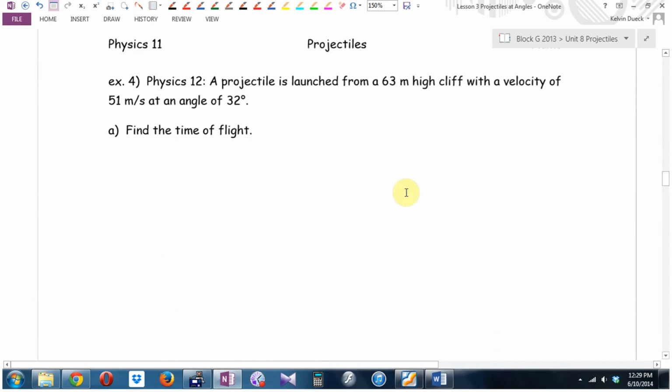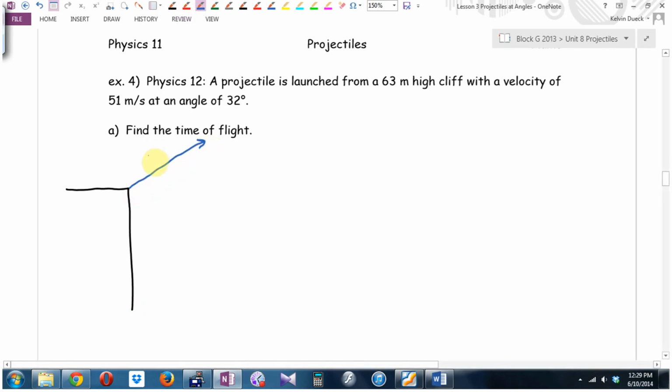I want to try and give you lots of time to work on this. Physics 12. Launched from a cliff at an angle. The good news is you already know how to start this. Take a guess on how you start this. Same way we started every other projectile question. At an angle.